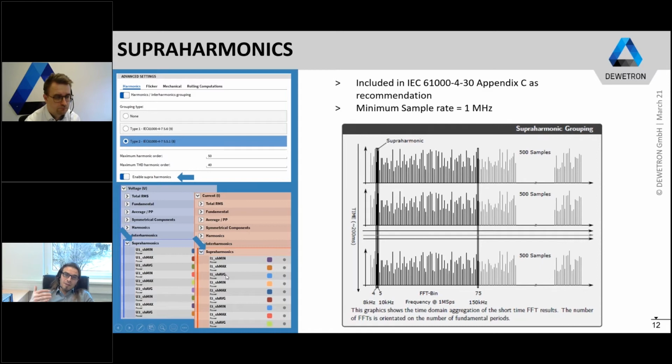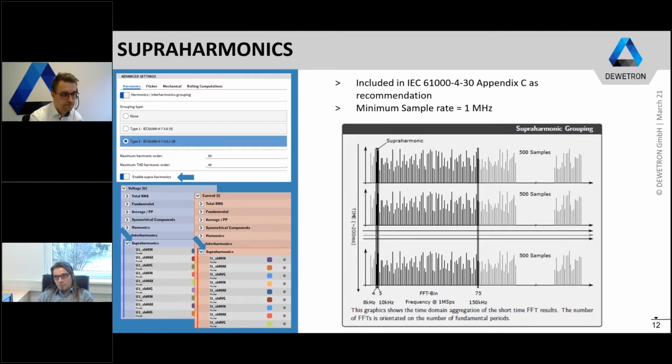So not the exact spectrum is stored into the channels, but only a statistical trend, a statistical analysis of the spectrum up to 150 kilohertz, to give you an indication of what's going on in the frequency domain up to 150 kilohertz.